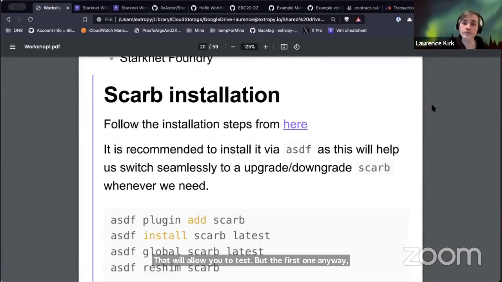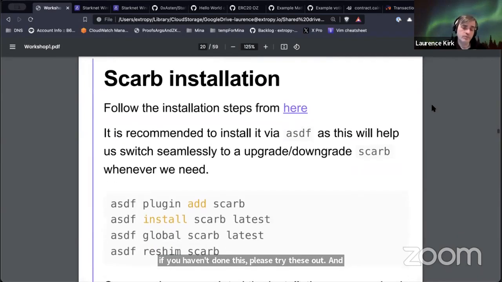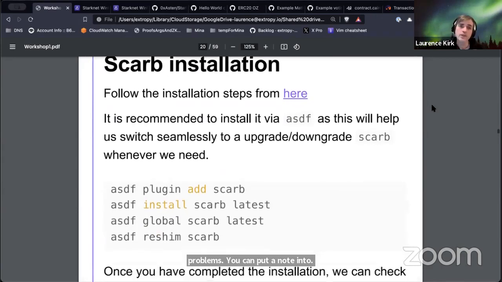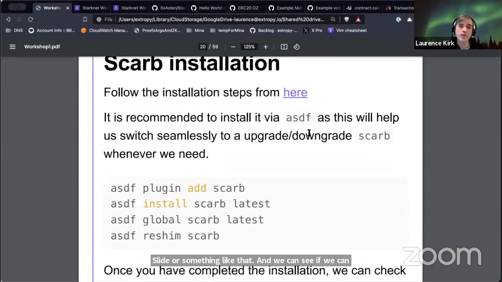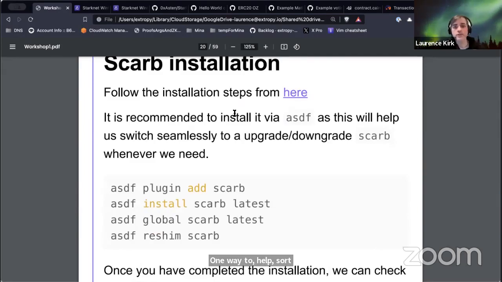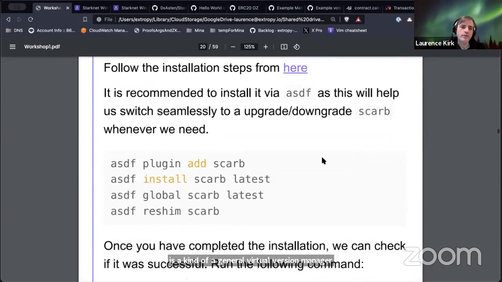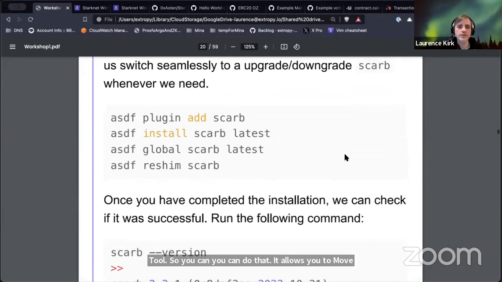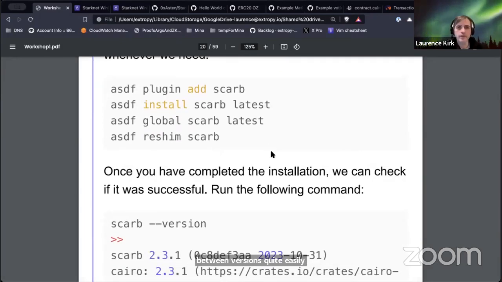Please, if you haven't done this, please try these out, and then you can let me know if you have problems. You can put a note into Slido, something like that, and we can see if we can help you with that. One way to install it is via ASDF, which is a general virtual version manager tool. It allows you to move between versions quite easily. So there's details of how to do that there.